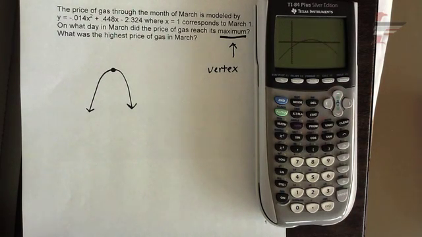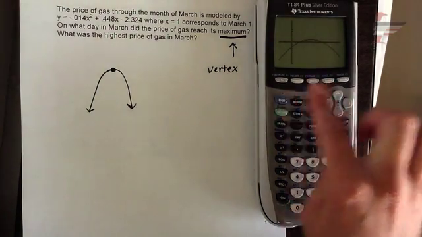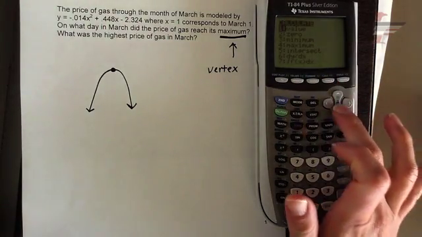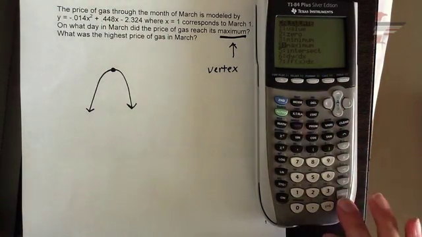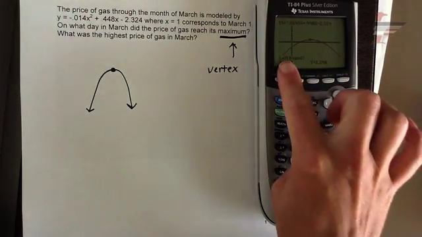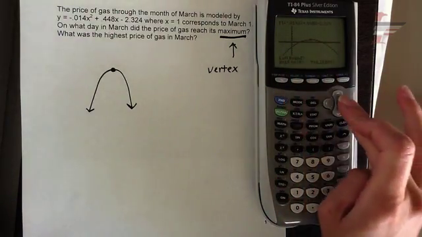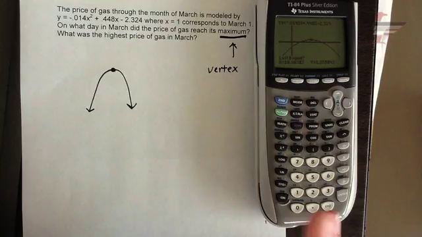That's real nice. And I want to calculate it. I already made a video on this, so I won't walk through it real thoroughly, but watch the max min video if you've forgotten how to do this. So I go to calculate, which is second trace. I want to find the maximum, number 4. And then it's going to ask me for a left bound, so I want to get my cursor as best as I can to the maximum, which is roughly there.